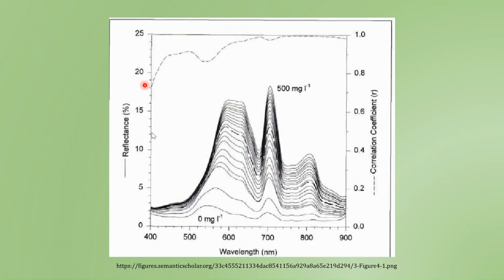In this image, we are having the reflectance percent against the wavelength for different concentrations of chlorophyll, and we can see that as the concentration of the chlorophyll increases, there is increase in the reflectance in the green portion, that is 500 to 600 nanometer, and then also increase in the reflectance in the NIR portion, that is after 700. So because of the chlorophyll pigment, there is change in the spectral response of the water bodies.